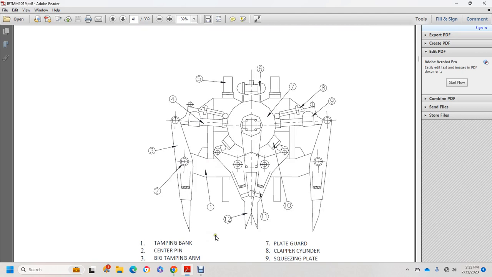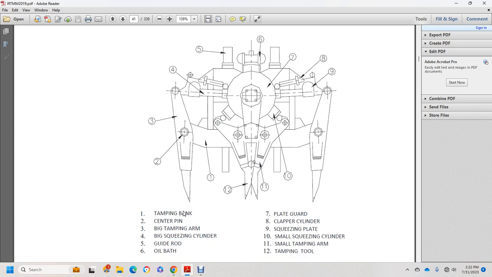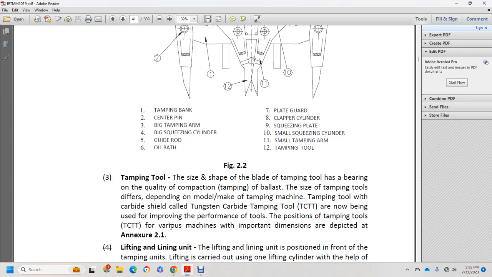It shows: 1 tamping bank, 2 center pin, 3 big tamping arm, 4 big squeezing cylinder, 5 guide rod, 6 oil bath, 7 plate guard, 8 clapper cylinder, 9 squeeze plate, 10 small squeeze cylinder, 11 small tamping arm, tamping tool.